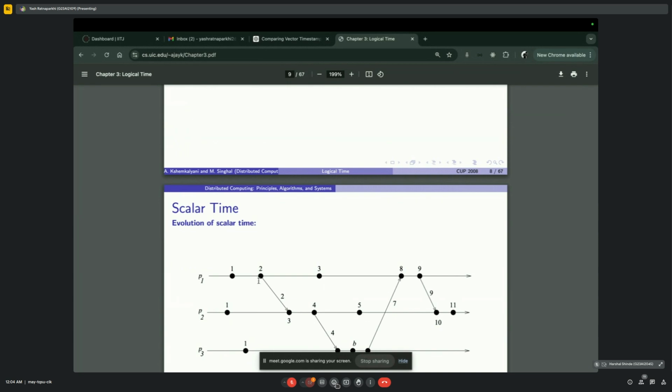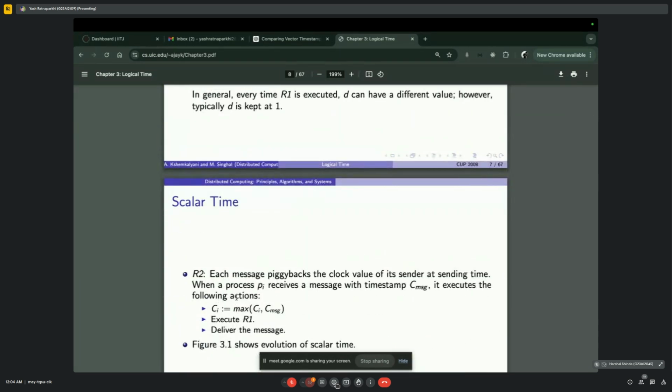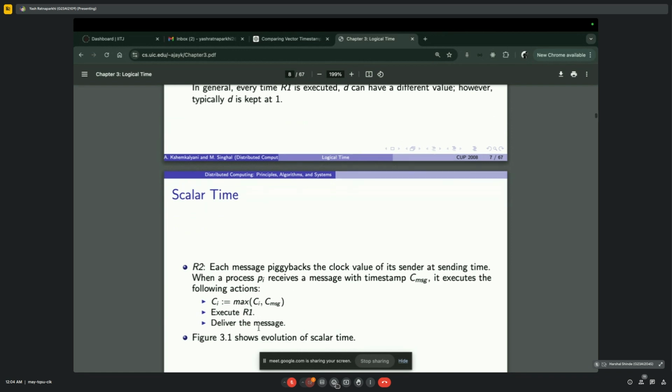Let's read those lines. Each message piggybacks the clock value of its sender at sending time. Two it has sent. When a process Pi receives a message, P2 has received the message with timestamp C message, that is 2, right? It executes the following action: CI = maximum of CI, C message, then execute R1. R1 says increment it with d.